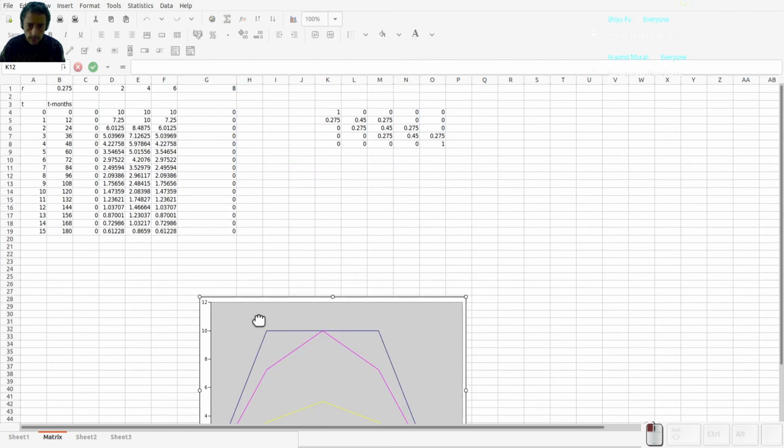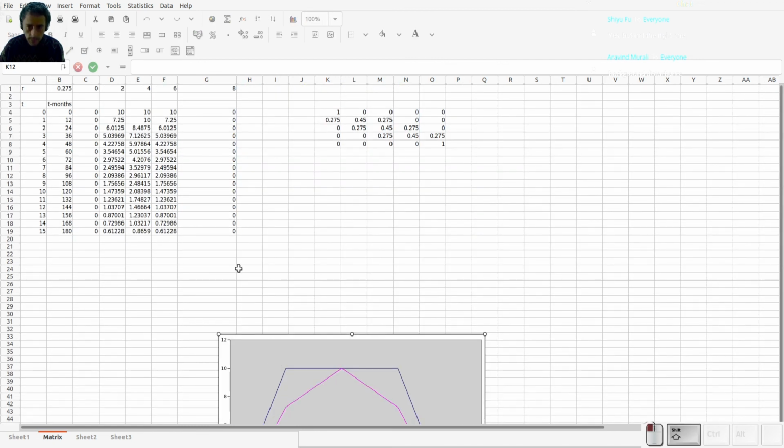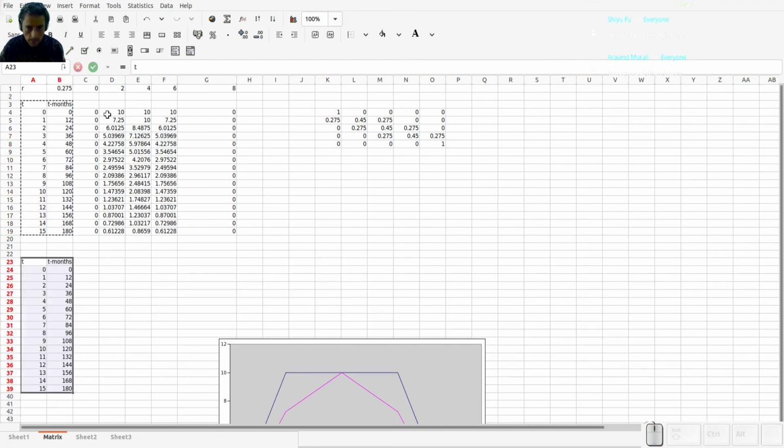So let's repeat our little process here. Okay, where I have 10 all the way to 15 years. So let's repeat that here. We have our initial values at t0.